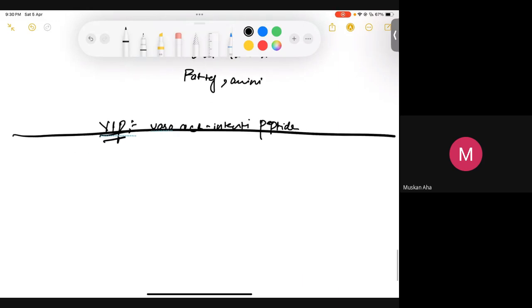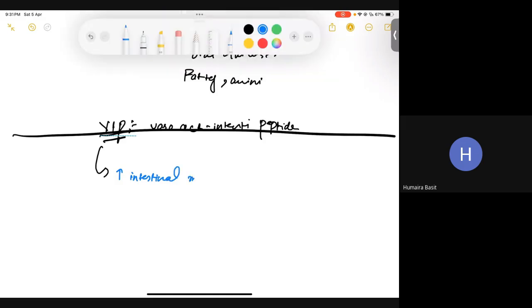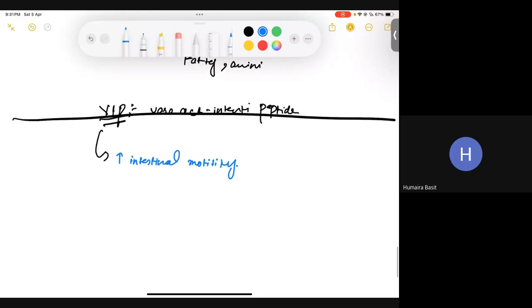Okay, so what are the functions or actions of VIP? You guys are going to tell me that. That's very simple. Increase vagal stimulation and distension. If the vagal stimulation is increased, can I say it would increase the intestinal motility? Yes. What else? Okay, what would it do to the lower esophageal sphincter? It would relax it. Relaxation of your lower esophageal sphincter.